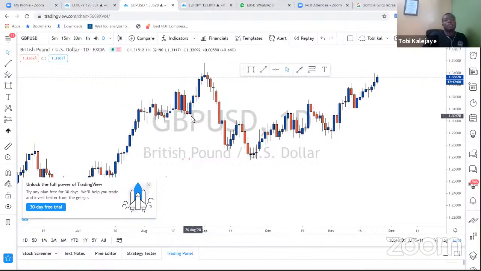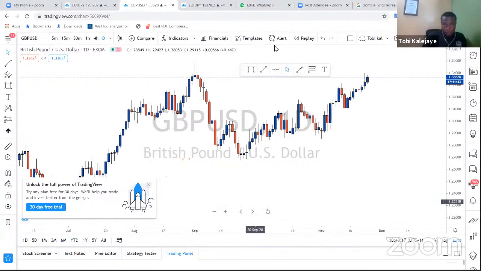For example, if you look at GBP USD like we have here, and you decide to take a buy on GBP USD, what you are simply saying is that you're expecting the price of GBP to go up, right? You're expecting GBP to go up and USD should be weak. I hope I made sense there.